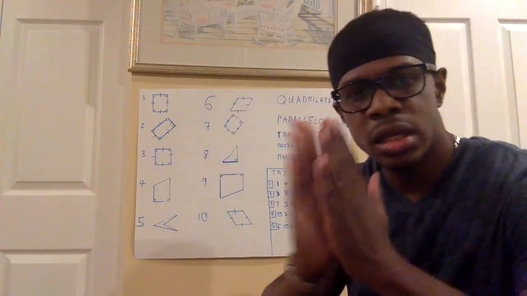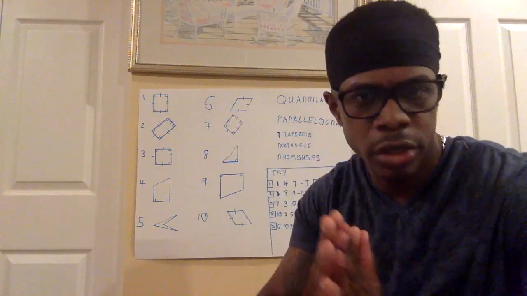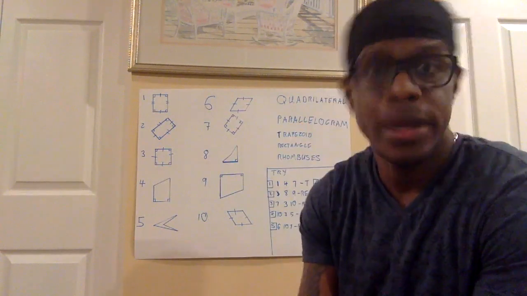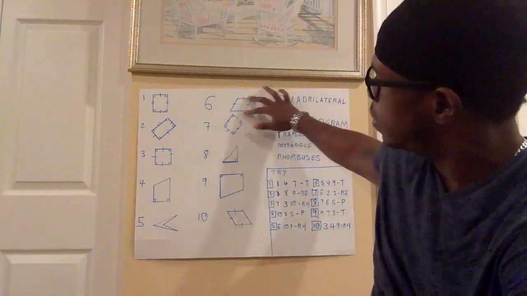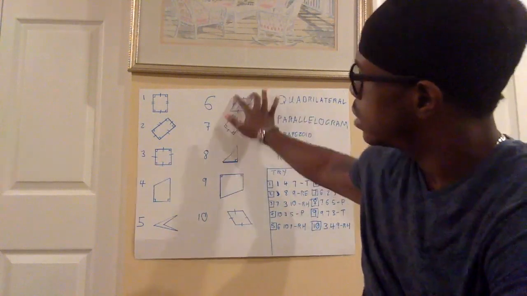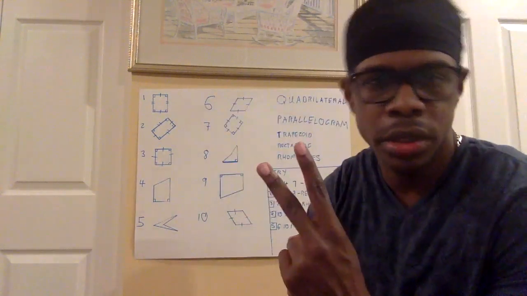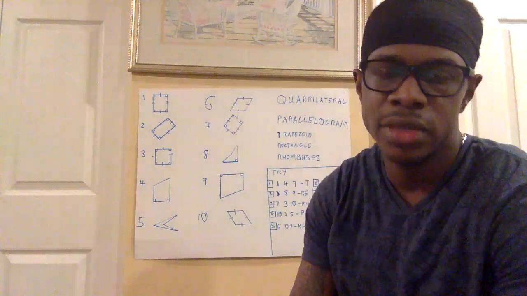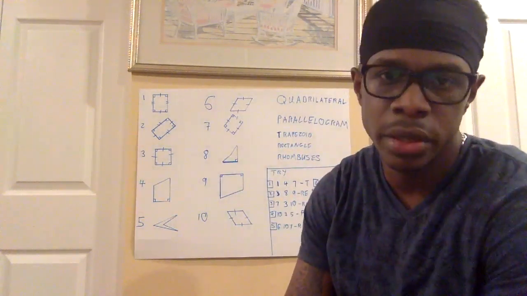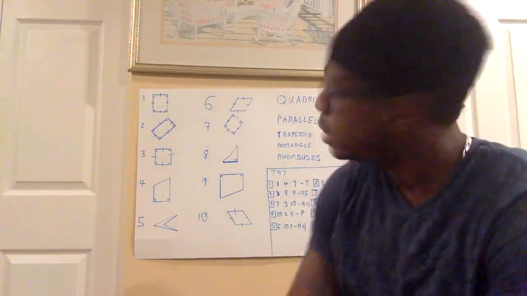If I say it is a trapezoid, would I be correct? No, I would be incorrect. Again, that's one pair. That's another pair. So that's two pairs for number six. That is not a trapezoid. That is a parallelogram. Now, number seven.